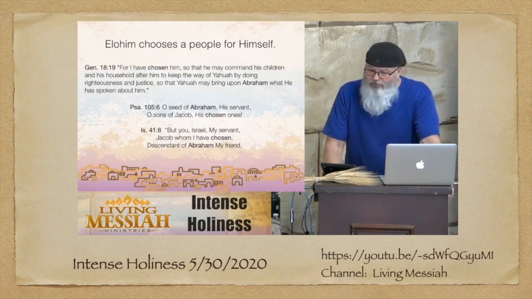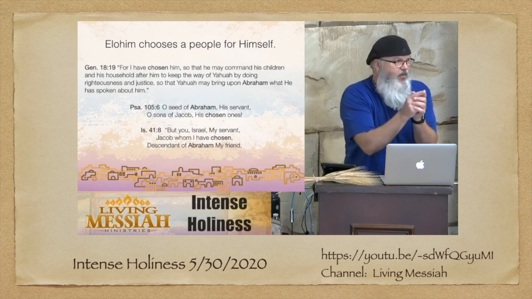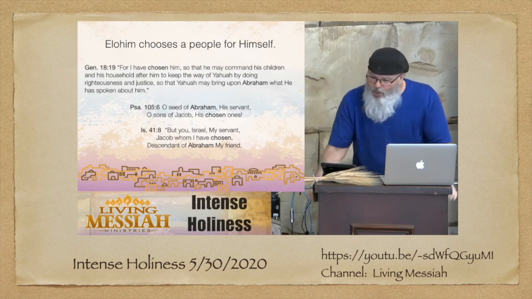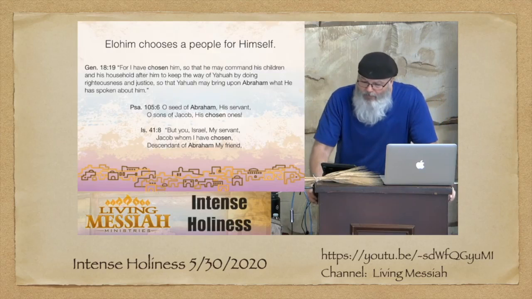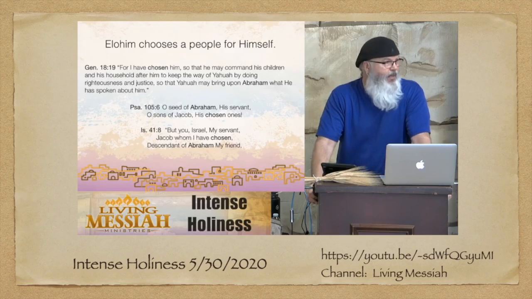Psalm 105: O seed of Abraham, his servant, O sons of Jacob, his chosen ones. He's got his piece of land. He's got his people. But you, O Israel, my servant, Jacob, whom I've chosen, descendant of Abraham, my friend.